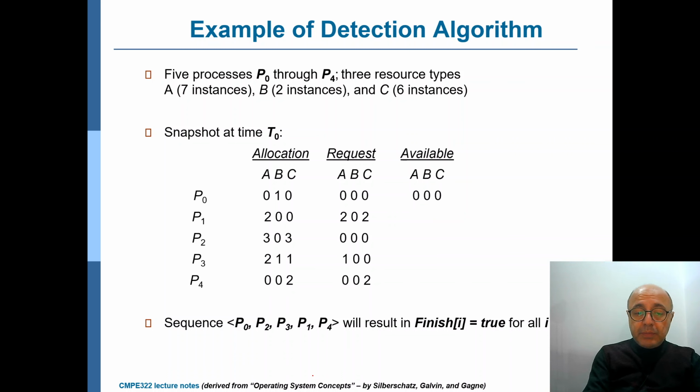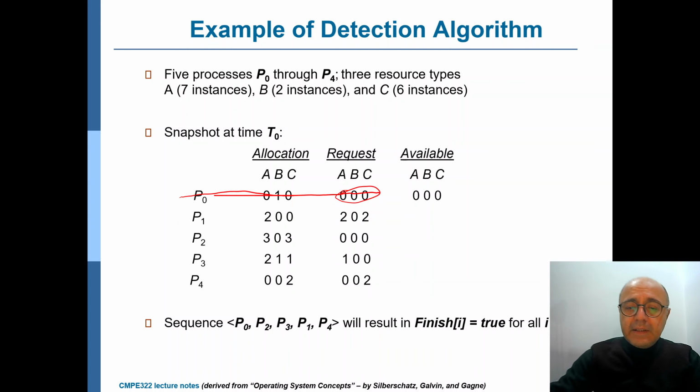As you can see, P0 can still complete because it doesn't request any resources to complete. Therefore, we can get rid of P0, we can complete that. And the available matrix will now be 0, 1, 0, because we're putting all the allocated resources of P0 on top of available. So, P0 is the first one to complete.